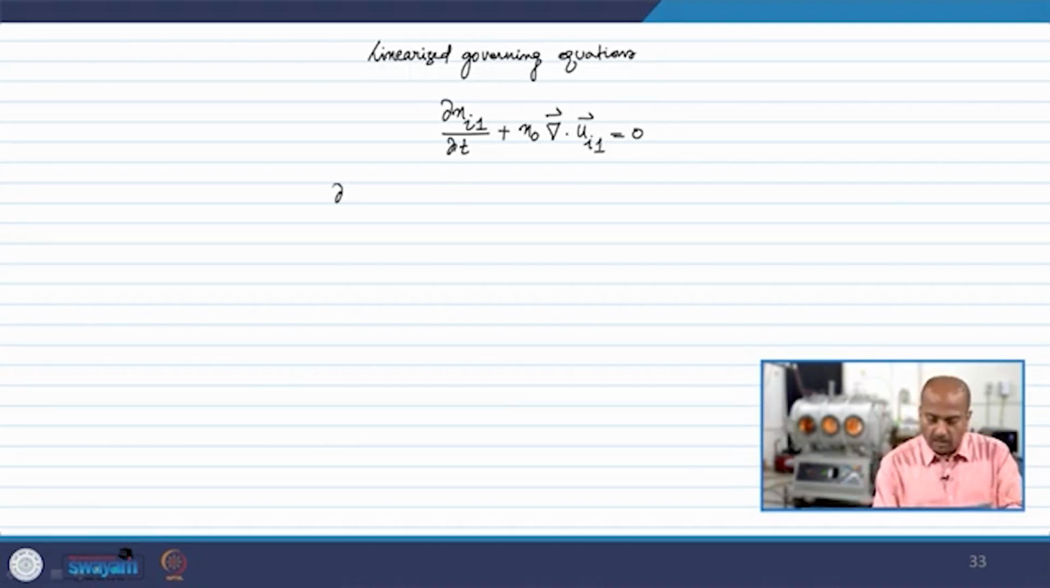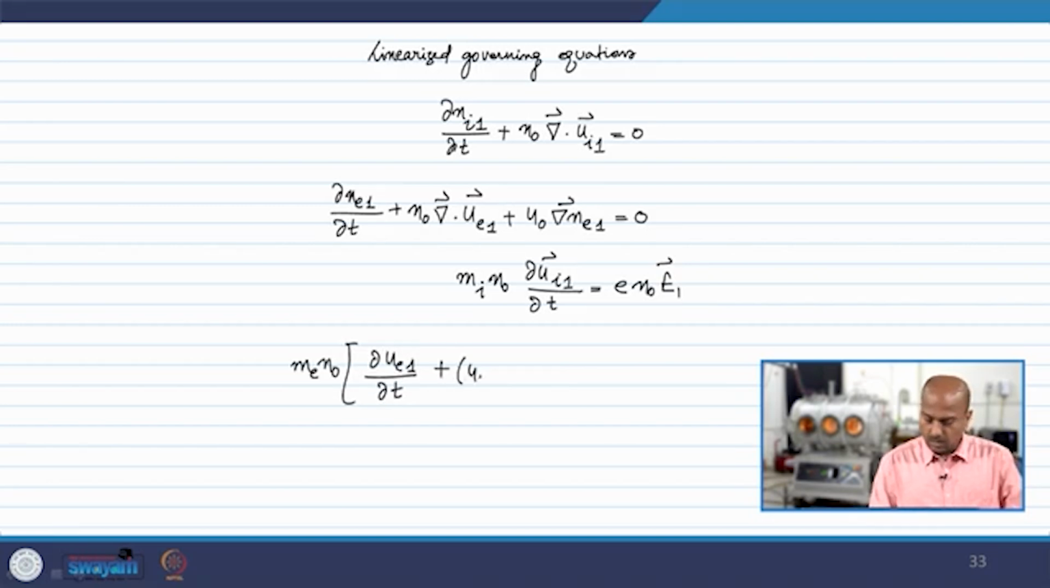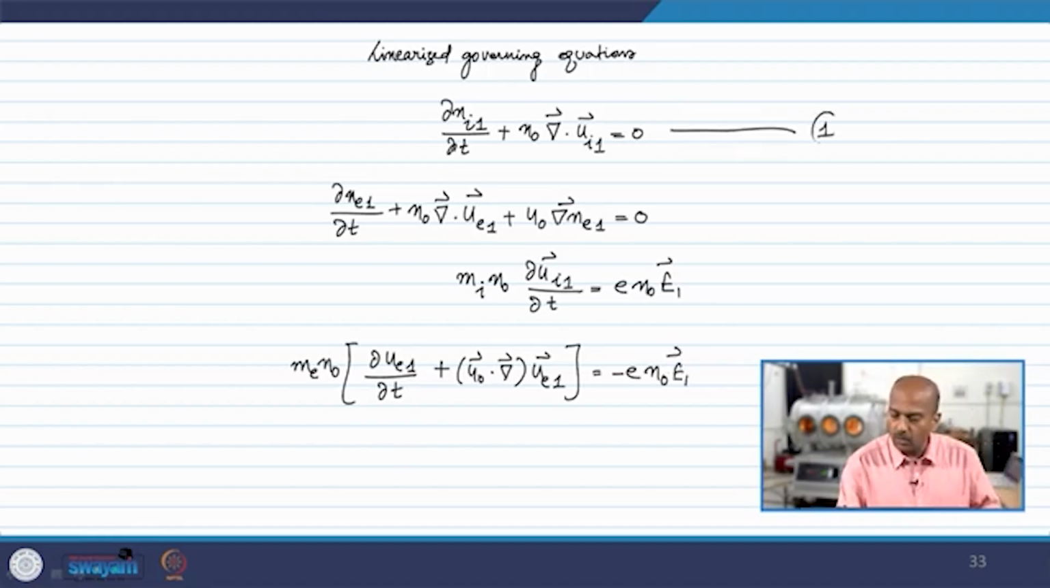Then I will keep writing the other equations: ∂n_E1/∂t + n_0 ∇·u_E1 + u·∇n_E1 = 0, m_I n_0 ∂u_I1/∂t = E n_0 E_1, and m_E n_0 (∂u_E1/∂t + u_0·∇u_E1) on the electron side. So, this is equation number 1, 2, 3, 4.